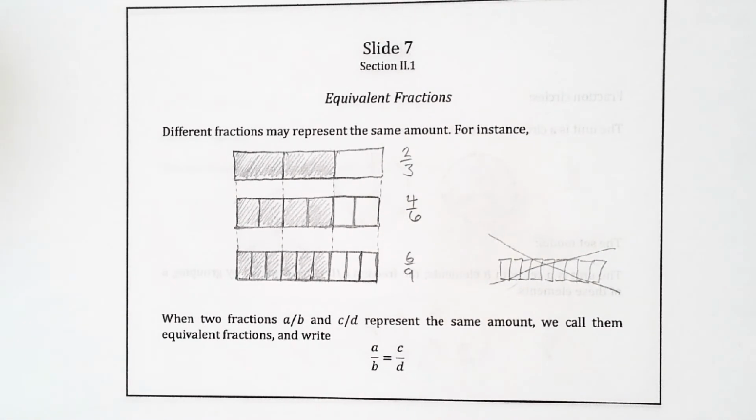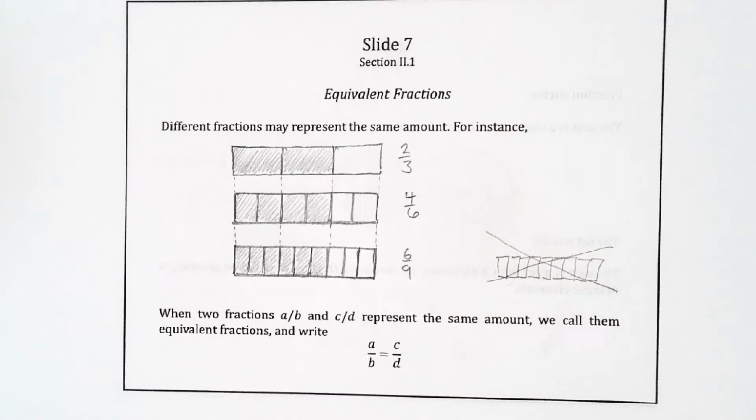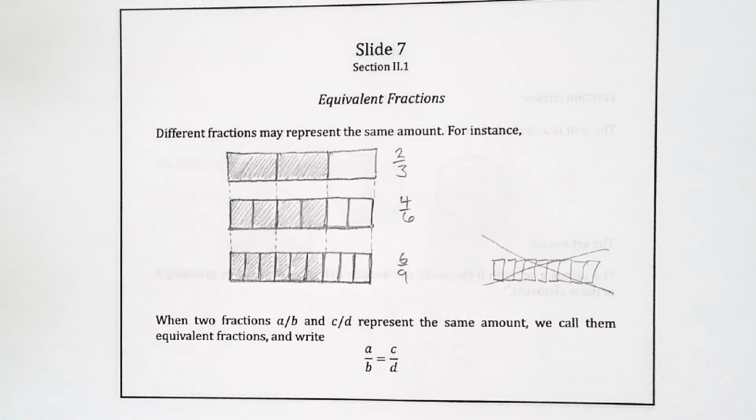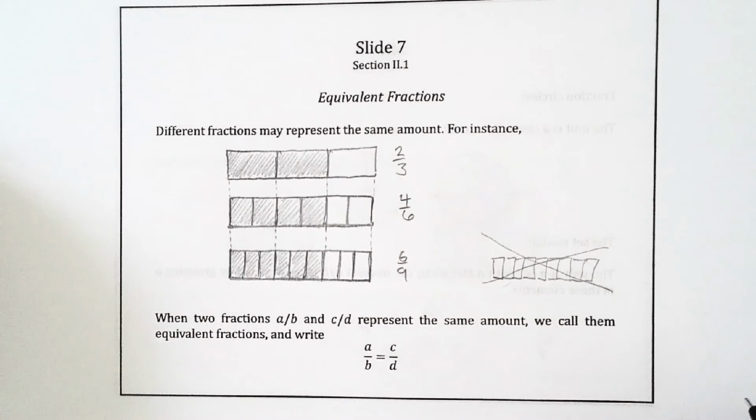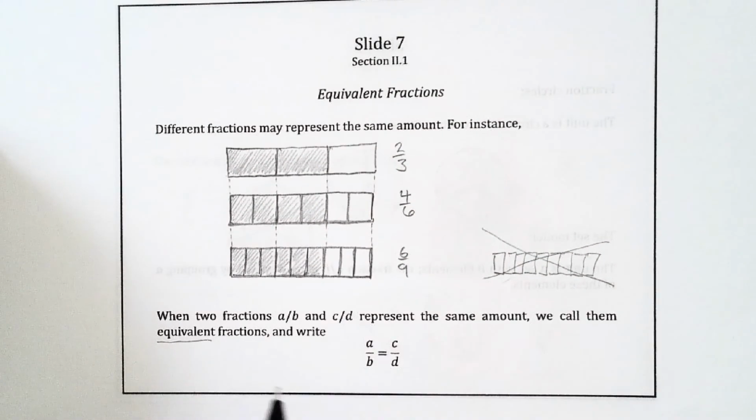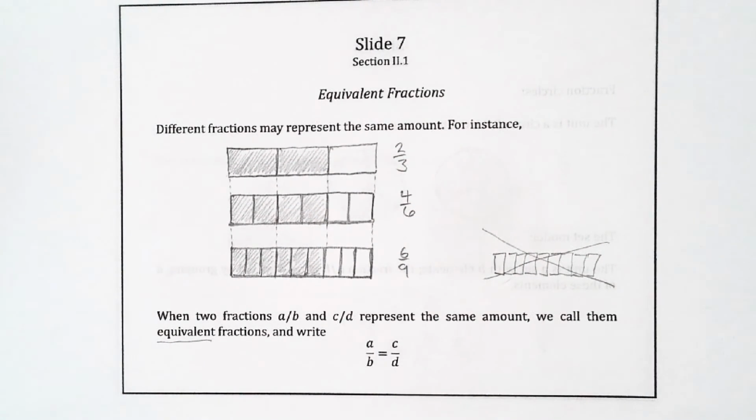Now, when two fractions, like 4 over 6 and 6 over 9, represent the same amount, we say that they're equivalent fractions. And we use the equal sign to express that. But right now we're not really saying that they're equal. We're saying that they are equivalent. So this word equivalent is just a way of saying that in a way they're the same, but they're not really the same. Okay, so instead of saying they're equal, we just say they're equivalent.